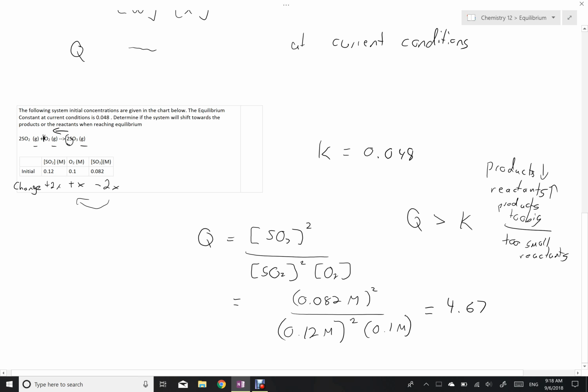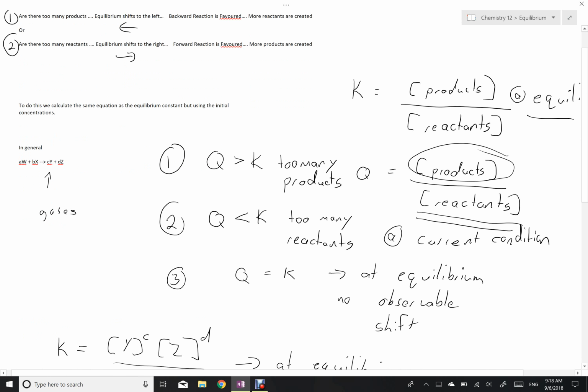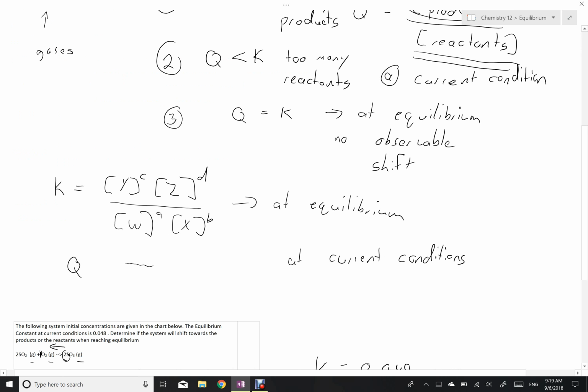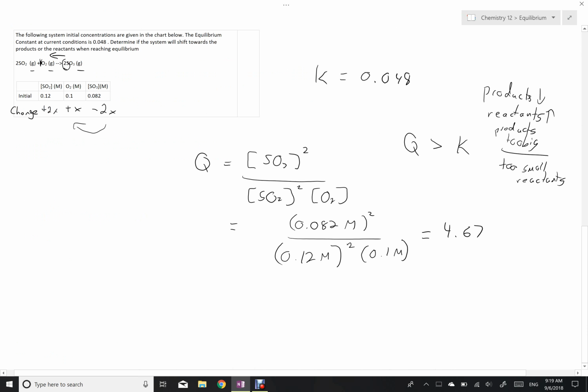So that's how you can use an equilibrium quotient to predict which way an equilibrium is going to shift. Later, when we're doing examples where we're predicting the concentration of something at equilibrium, this will be a useful tool for us to predict whether this should be a positive x on this side or a negative x on this side, depending on which way the equilibrium is changing.